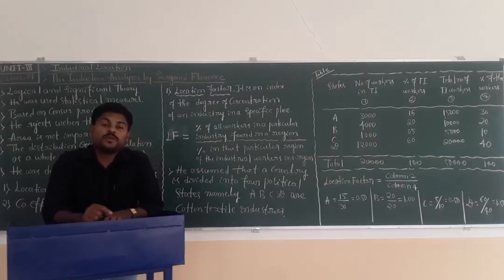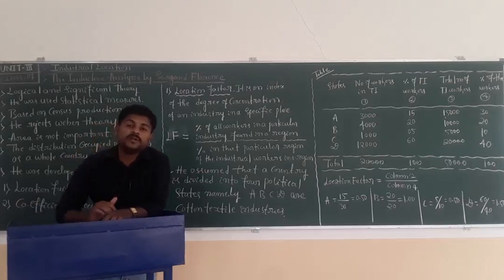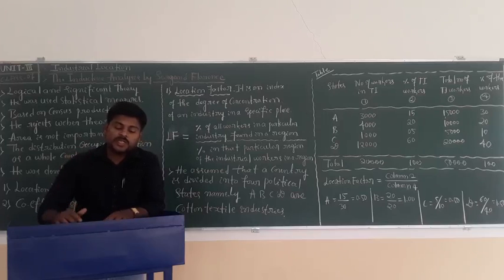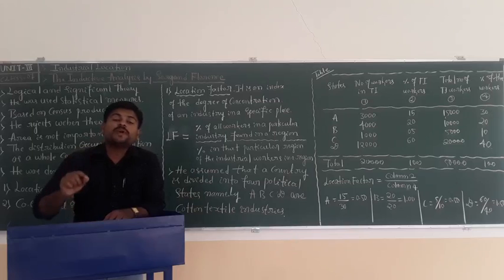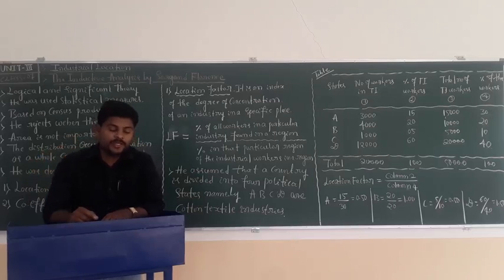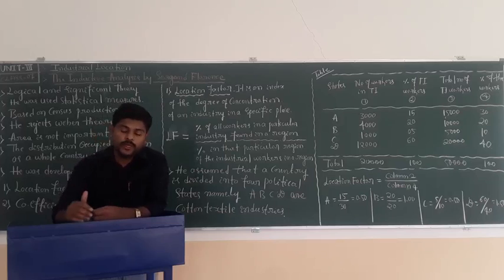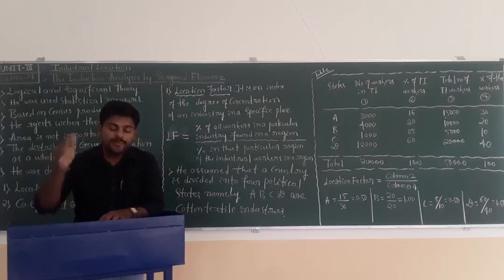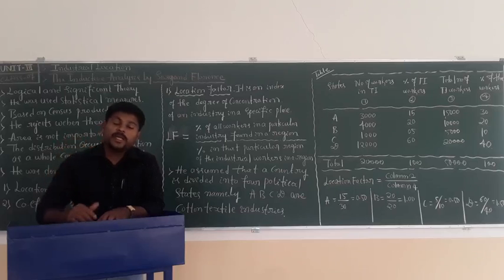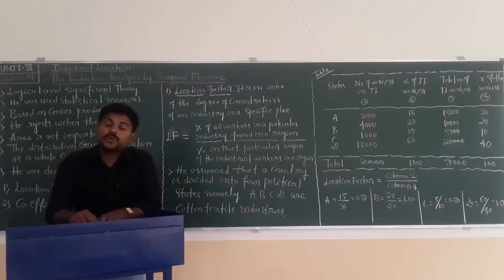According to Sargant Florence, if the location factor is less than 1, the region is considered not to have a sufficient share of the industries. If the location factor is equal to 1, or unity, for each region or state, the industry is distributed over the country. Less than 1 means not a sufficient share of industries, and equal to 1 means industry is distributed over the whole country.